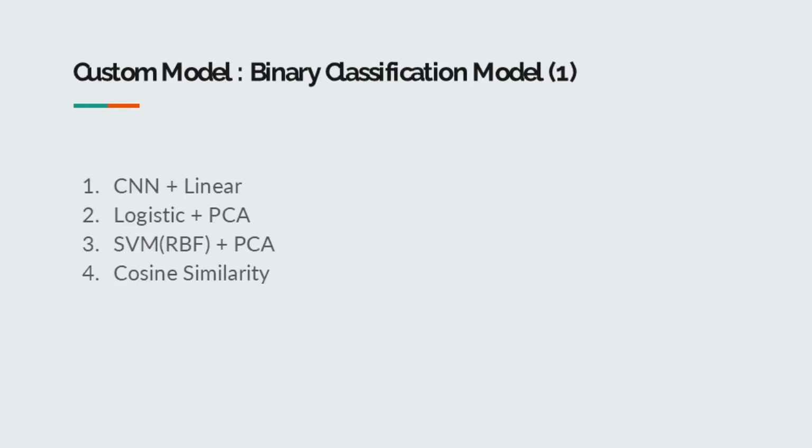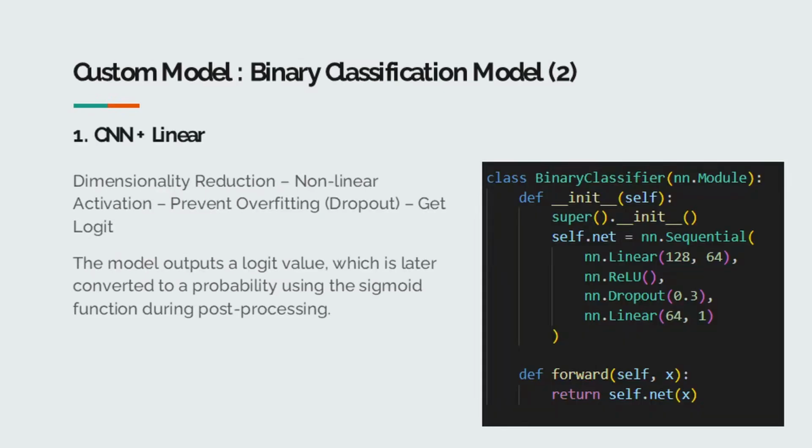To identify Nayon, we built a binary classification model and tested these four approaches. The first method uses a CNN with a classifier. We reduce the 128 feature vector size, apply ReLU, and use dropout to prevent overfitting due to our small dataset. The model outputs a logit which is converted to a probability using a sigmoid function.